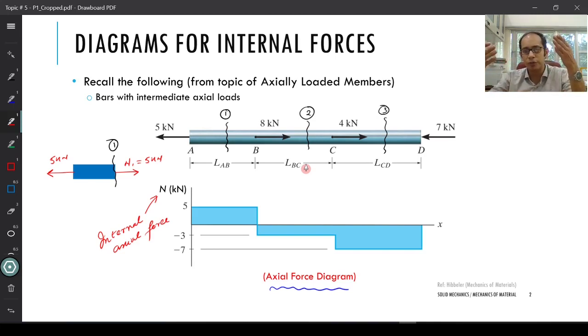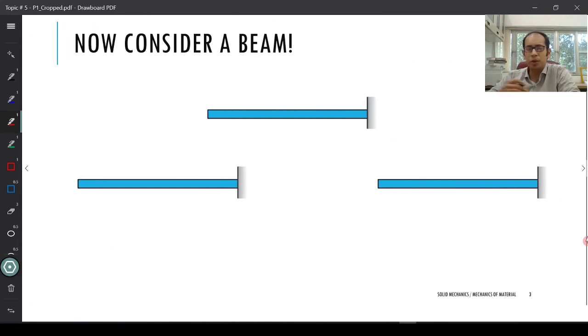Although it's non-uniform, there are no loads acting perpendicular to the longitudinal axis of the bar. So in essence, it is not functioning as a beam. Now let me present to you a beam over here. As you see, it's a cantilever beam. It is clamped at this particular end.